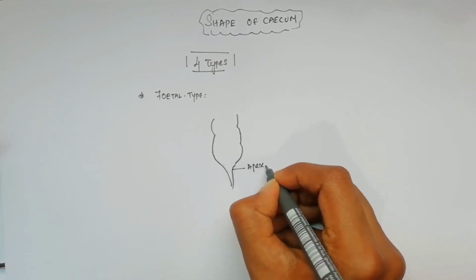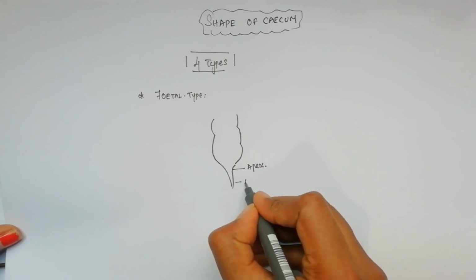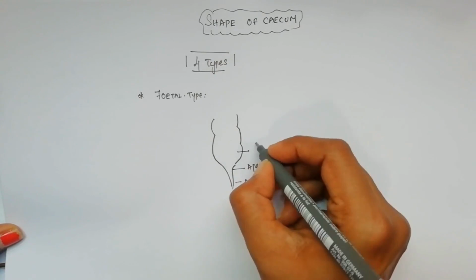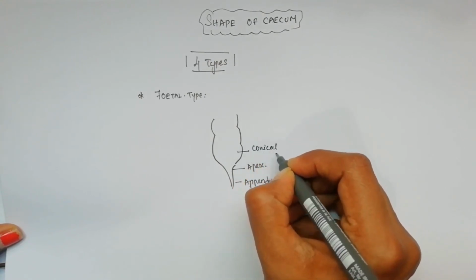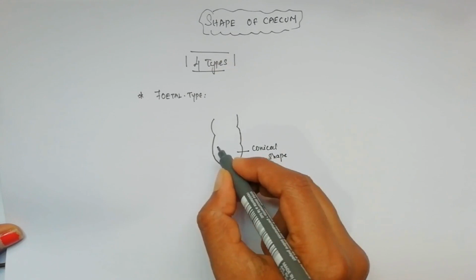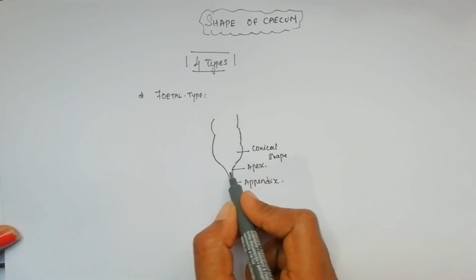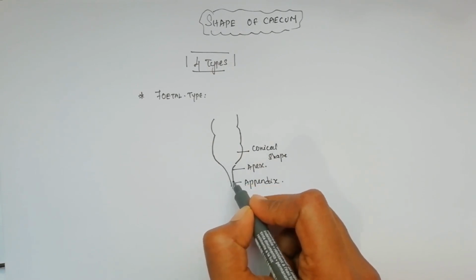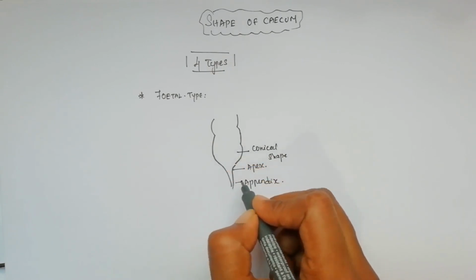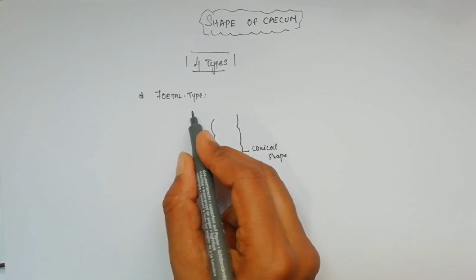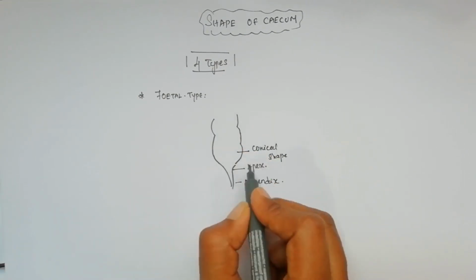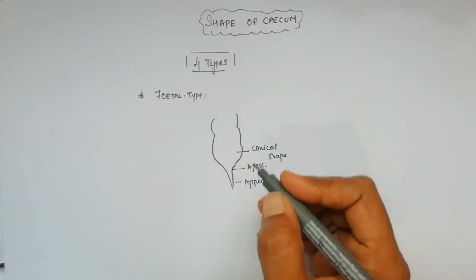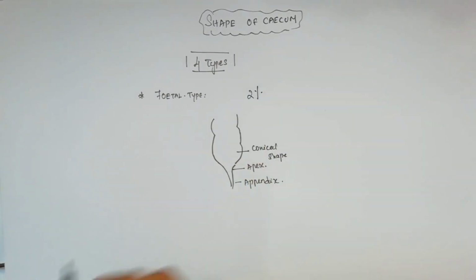So this is considered as apex and this is considered as appendix, and this is considered as conical shape. Conical shape of cecum, at last it is going to form an apical region in the lower part. From the apex we have got appendix arising, and this type of cecum formation we will call as fetal type. Mostly in children it will be in this type, so we are calling that as fetal type, and it is seen persisting in adults also, only in 2% of population.